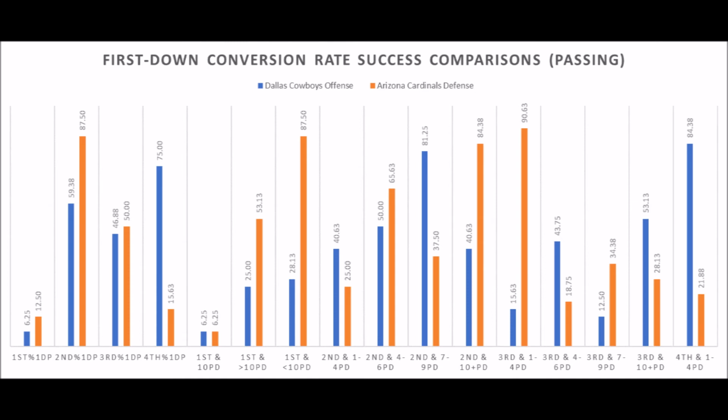The Cardinals defense, especially when it comes to second down situations, is just much better in terms of preventing first down conversion rates overall. This doesn't mean that it's going to be.